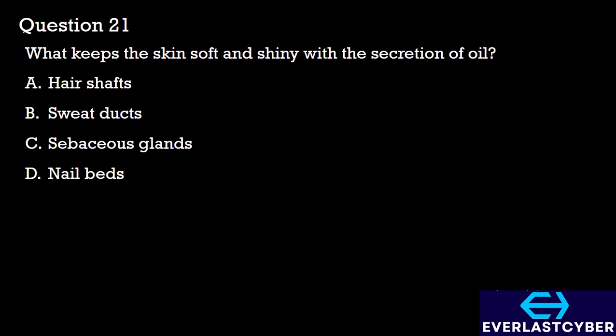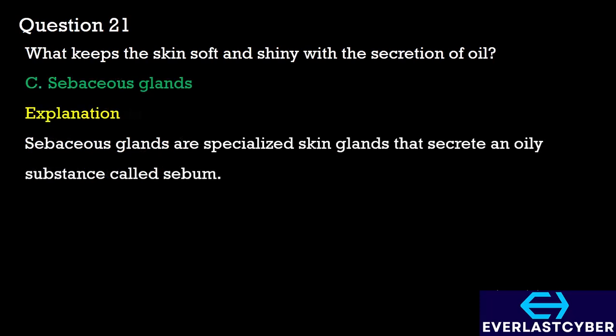Sebaceous glands are specialized skin glands that secrete an oily substance called sebum. This oil helps to keep the skin soft, shiny, and lubricated. While the nail beds are the areas underneath the nails, they do not secrete oil, and their function is to support the growth and attachment of the nails. So the correct answer here is option C, the sebaceous glands. The oil that is secreted from these glands plays a major role in protecting the skin from infections and dehydration.